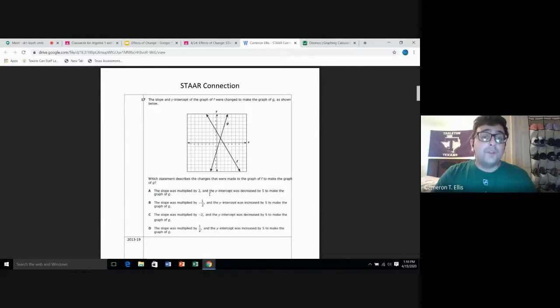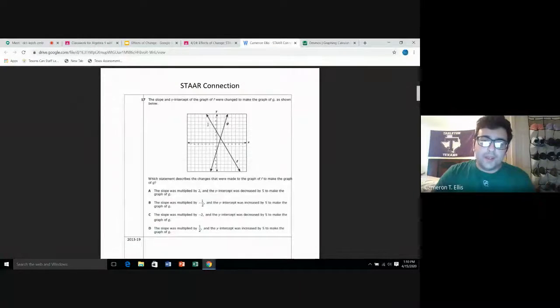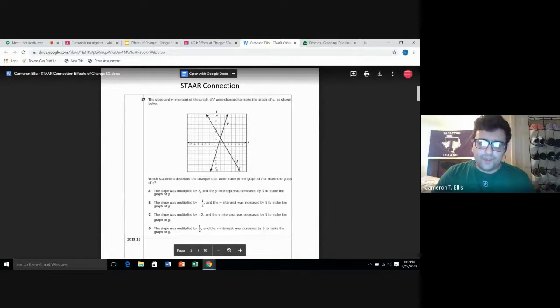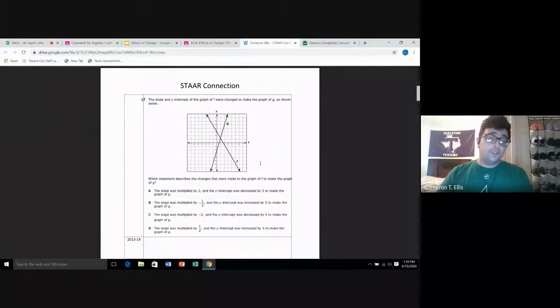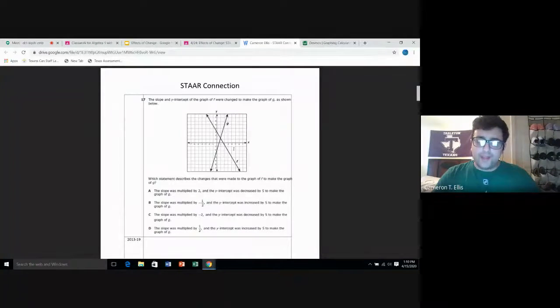If the graph was multiplied by just +2, then F and G would be facing the same directions, as in they'd be kind of going this way down, right? So the slope has to be multiplied by a negative. So I think it can't be A, and then we eliminated B and D because they're saying our y-intercept was increasing when it has to be decreasing, since it's going down, right? And that means decreasing.